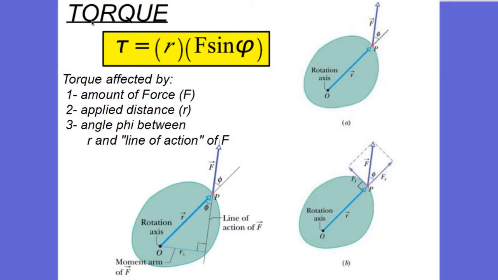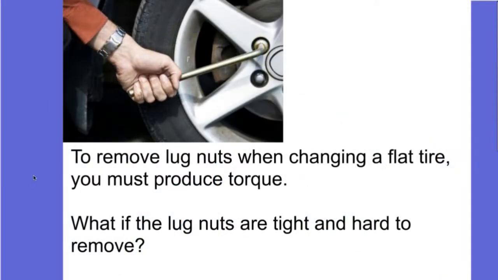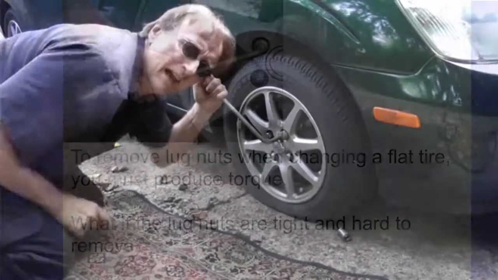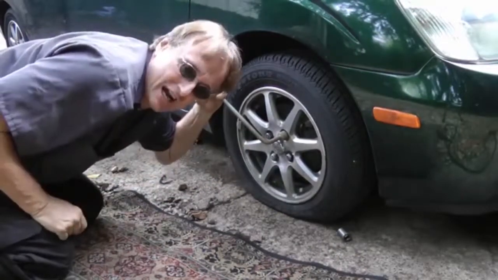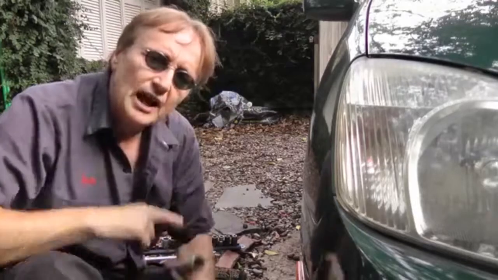Here's the equation for torque, and as you can see, r, F, and phi are all factors in determining how much torque is produced. To remove lug nuts when changing a flat tire, you must produce torque. What if the lug nuts are really tight and you're having a hard time removing them? What can you do? You're having a hard time getting your lug nuts off when you have a flat tire to change? Then stay tuned, because I'm going to show you how to get stuck lug nuts off of your tire.